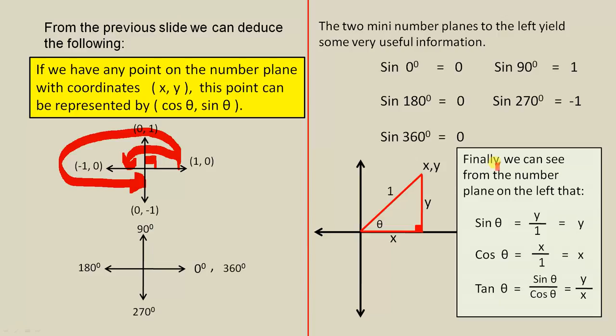So finally, we can see from the number plane on the left, that's this one here, that the sine of theta is y over 1, which is y. So remember, the sine of theta is the y value. The cos of theta is x over 1, which is x. So the cos of theta is the x value. Tan theta equals sine theta over cos theta. We already know that, which works out y over x. And that makes sense, doesn't it? Because tan theta, that's like the gradient, which is the rise over the run. So it's the y value over the x value.